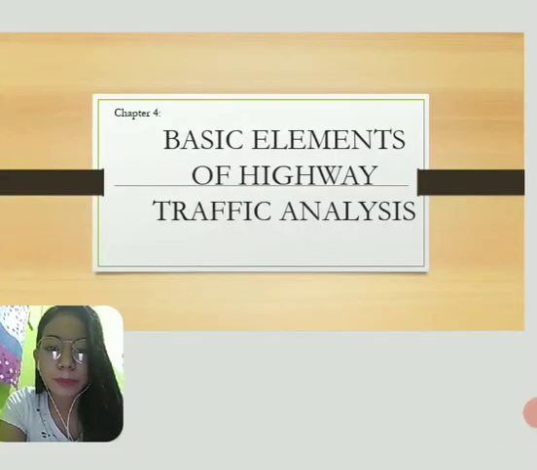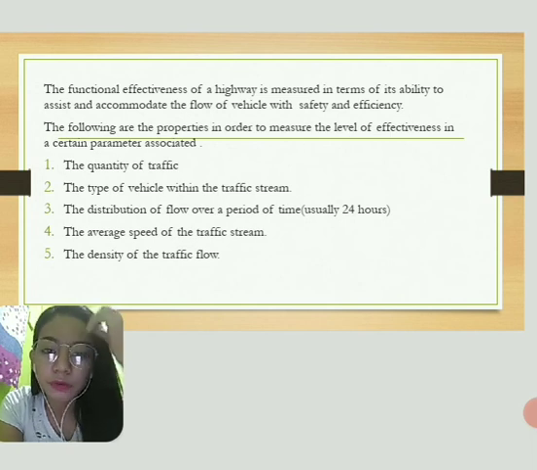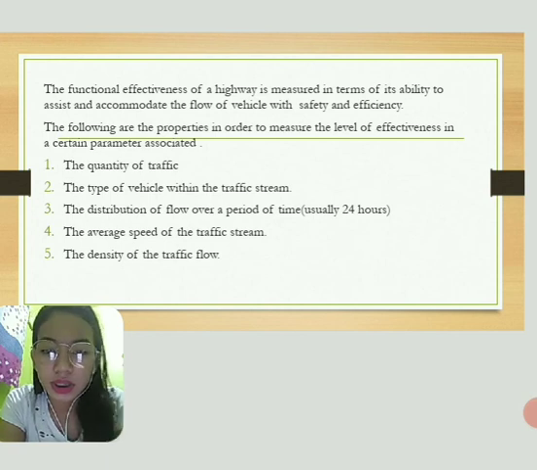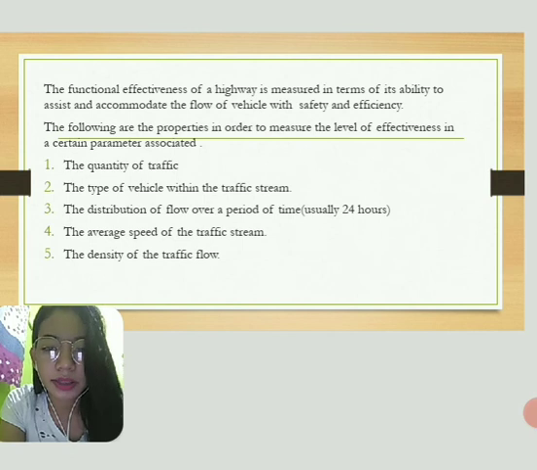Galorio, and my report is about Chapter 4, Basic Elements of Highway Traffic Analysis. The functional effectiveness of a highway is measured in terms of its ability to accommodate the flow of vehicles with safety and efficiency. The following are the properties to measure the level of its effectiveness and a certain parameter associated.